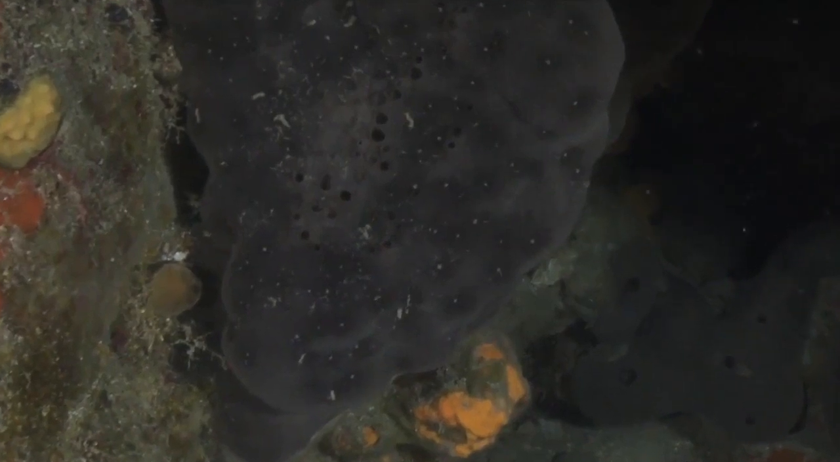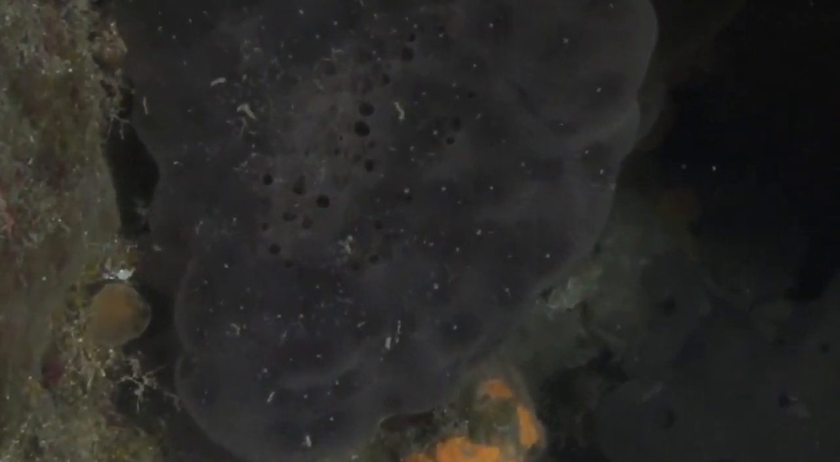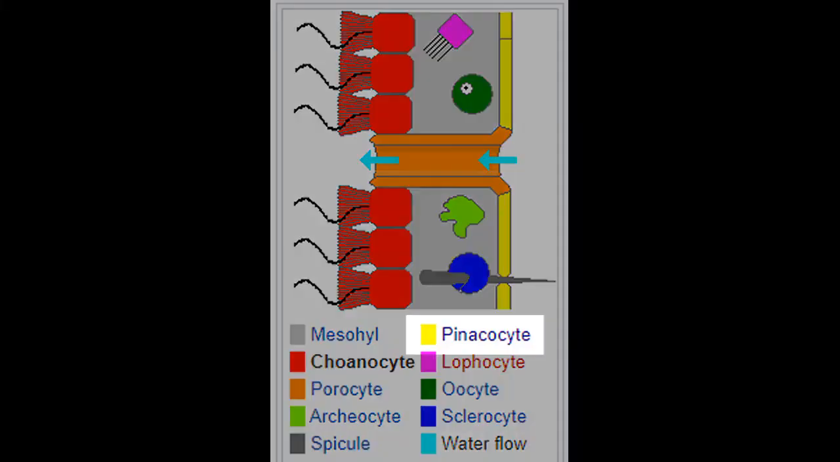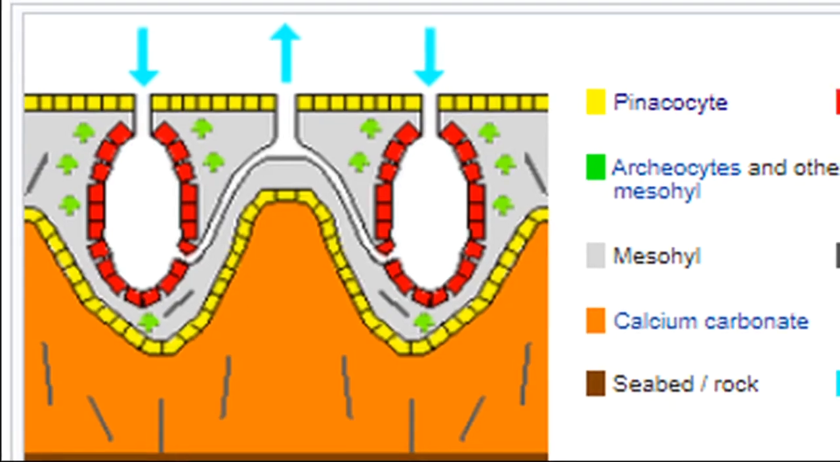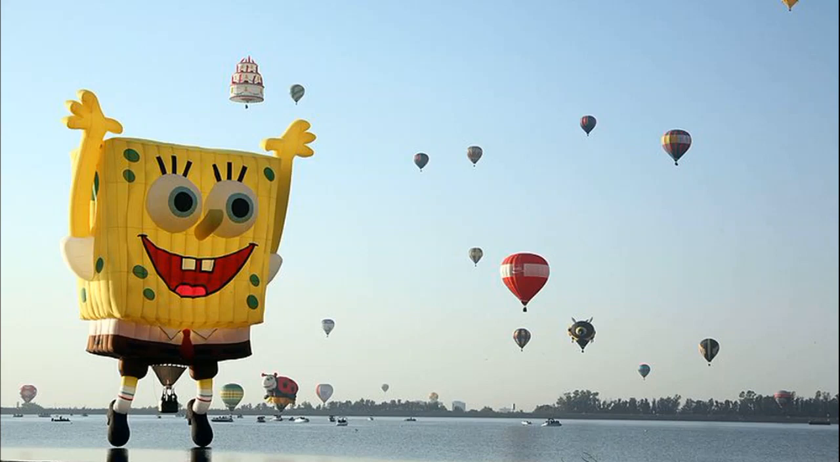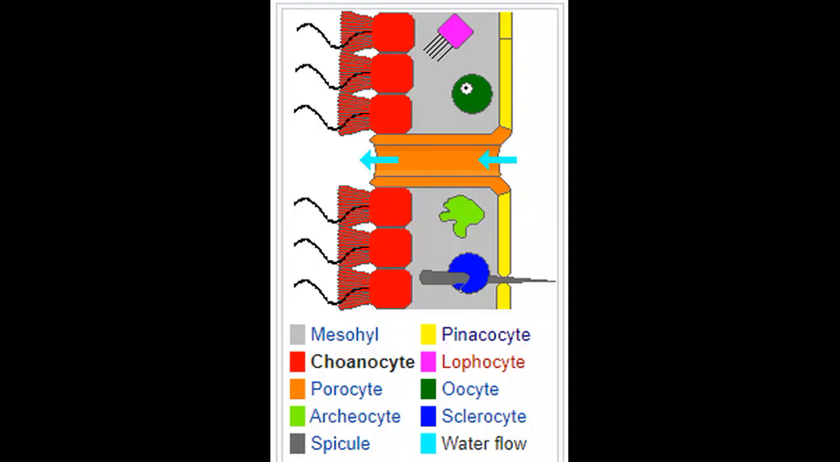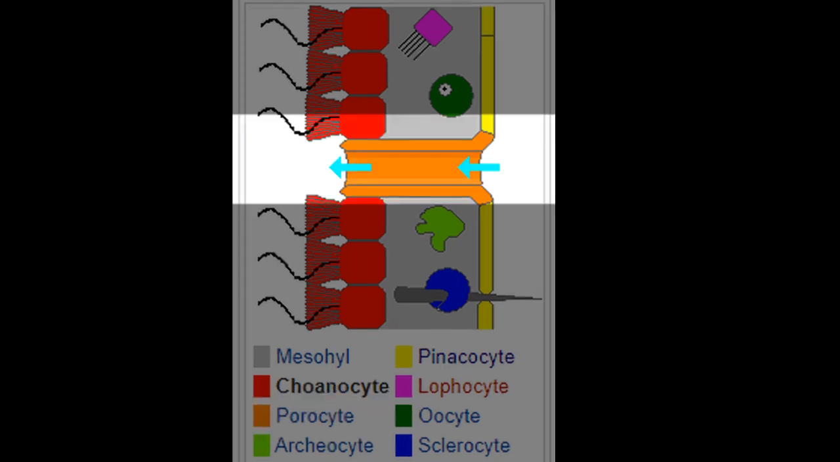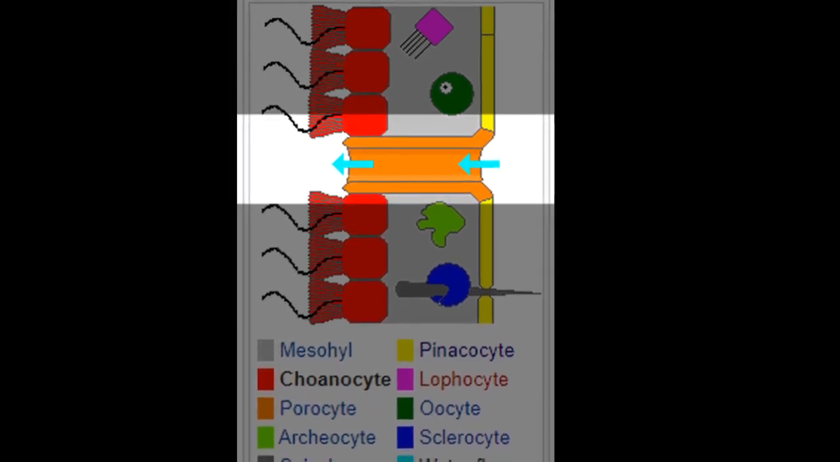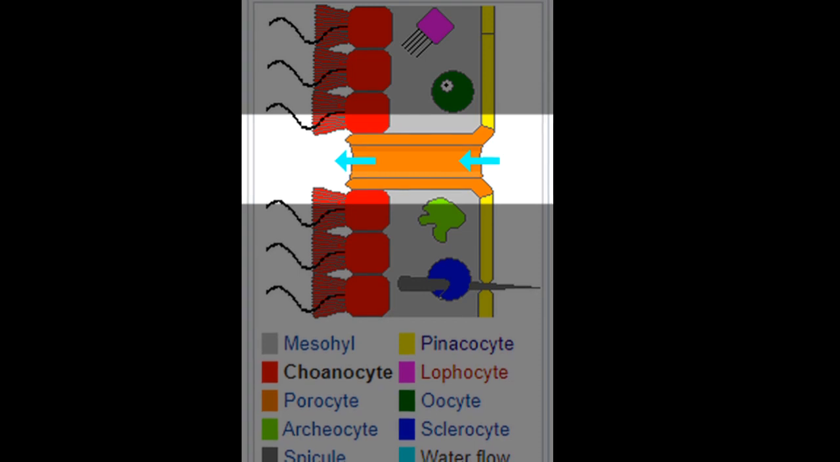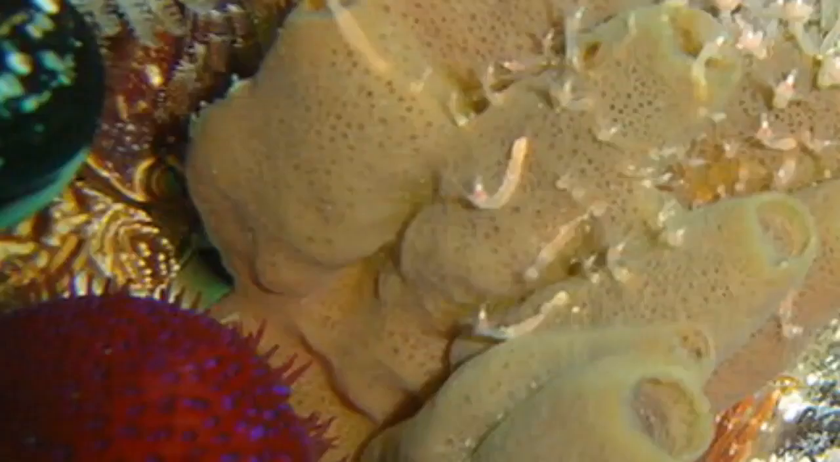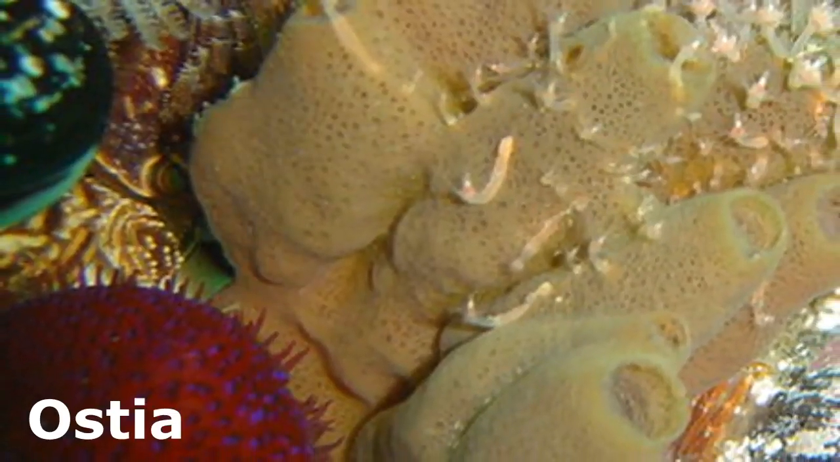A sponge's body is made up of groupings of cells that work together to meet the sponge's needs. Cells called pinacocytes form a skin-like layer on the sponge's outer surface. These cells protect the sponge. Sponge bodies are covered in tiny pores. The pores are actually porocytes. These are elongated cells that connect the outside of the sponge to their inside cavity. These pores are also called ostia.